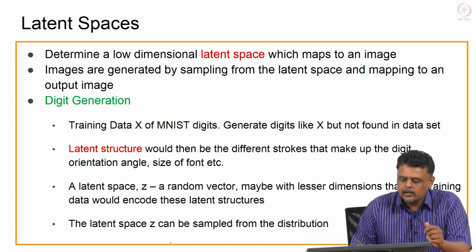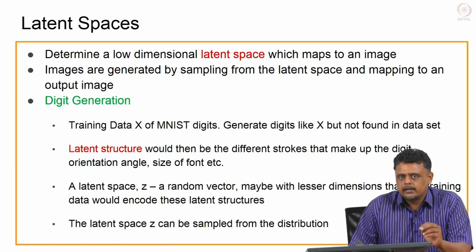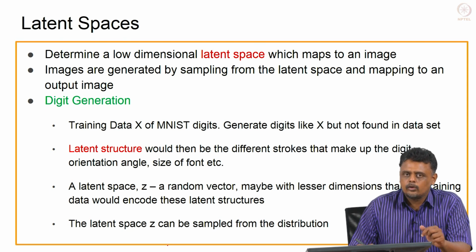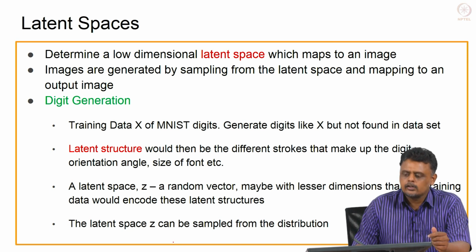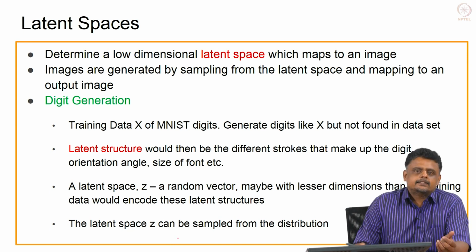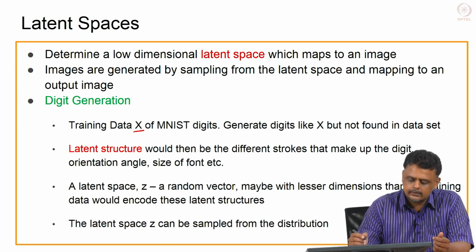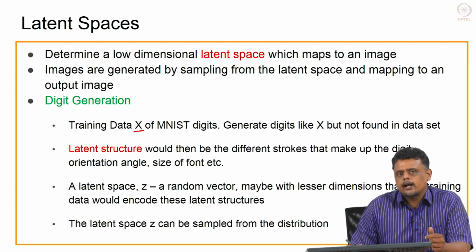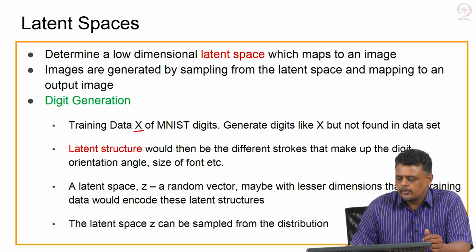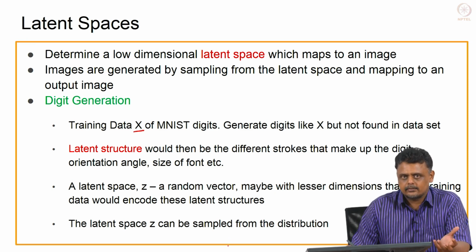So, what we ideally want is a probability density function for your Z, so that we can sample from it, and from there we can generate images which are close to the training data that we used. For instance, let us look at digit generation. We have training data X of MNIST digits, these are 28 by 28 images, there are 60,000 of them, and our purpose is to generate digits like X, but not really the same ones found in the data set.